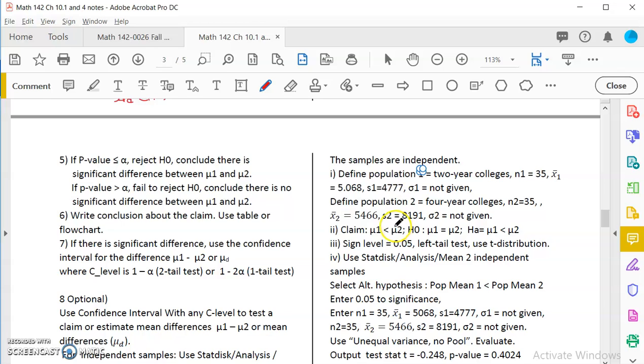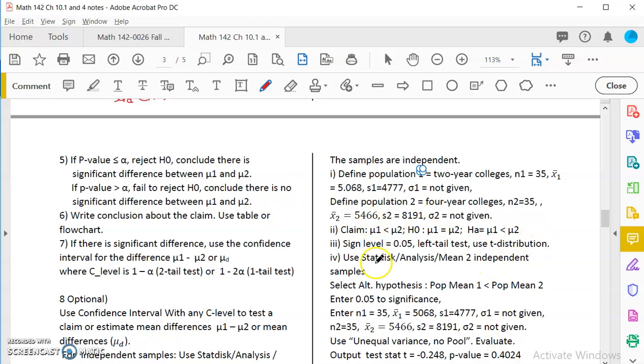Because we're saying the 2-year college has a lower mean enrollment, the claim would be mu1 is less than mu2. The null hypothesis is mu1 equal to mu2. So the null hypothesis is always equal. The alternative has to be the claim, because otherwise it doesn't show up. Significance level is 0.05. It's a left-tail test because the arrow points to the left, and we use the t-distribution. Now we're going to run it.